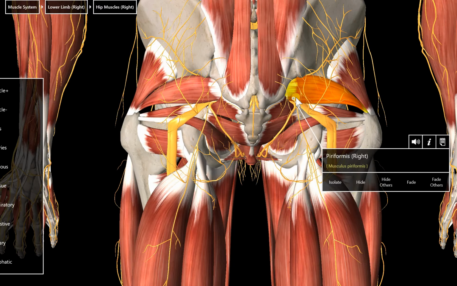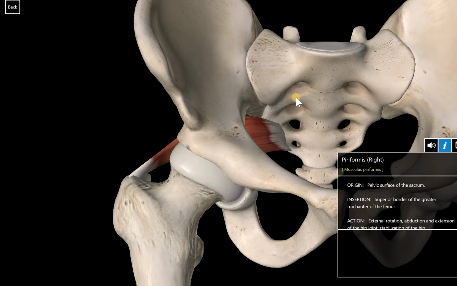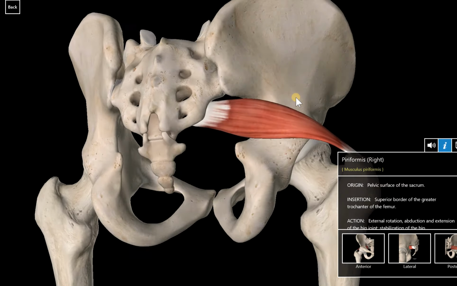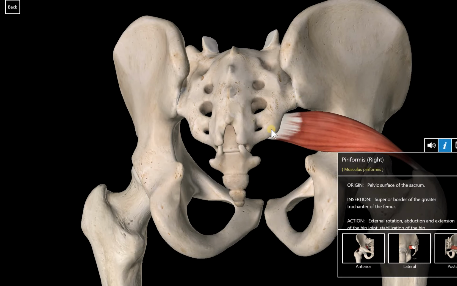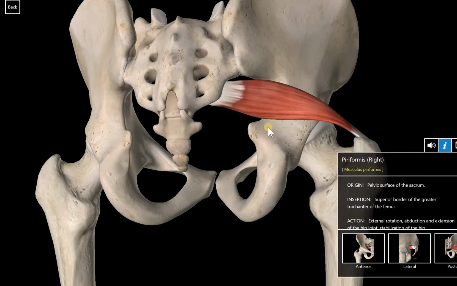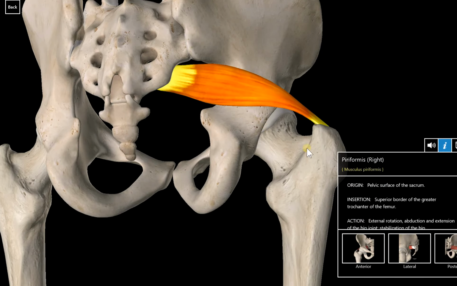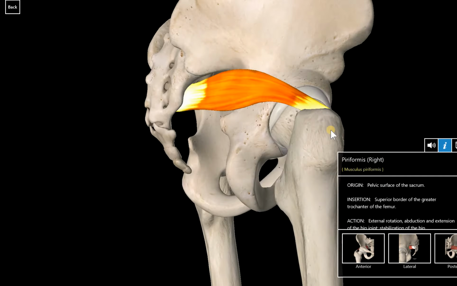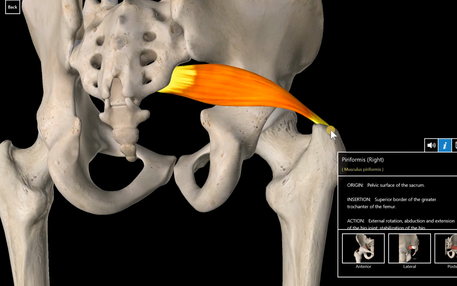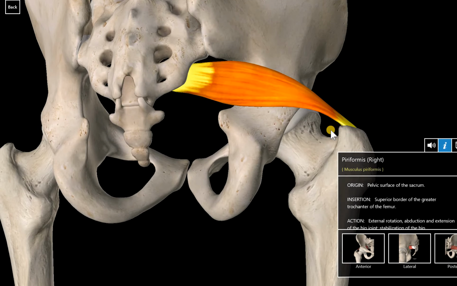Okay, the origin of the piriformis muscle is on the anterior aspect of the sacrum. Okay, and the insertion is over here on the greater trochanter, as you can see there. Okay, it does help with external rotation, abduction, and extension at the hip. Okay, so based on those actions, runners, or any form of running, is susceptible to injuring the piriformis muscle.